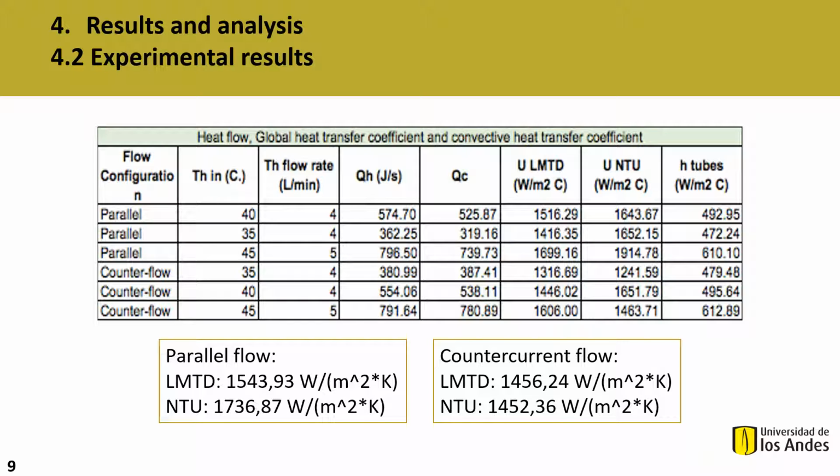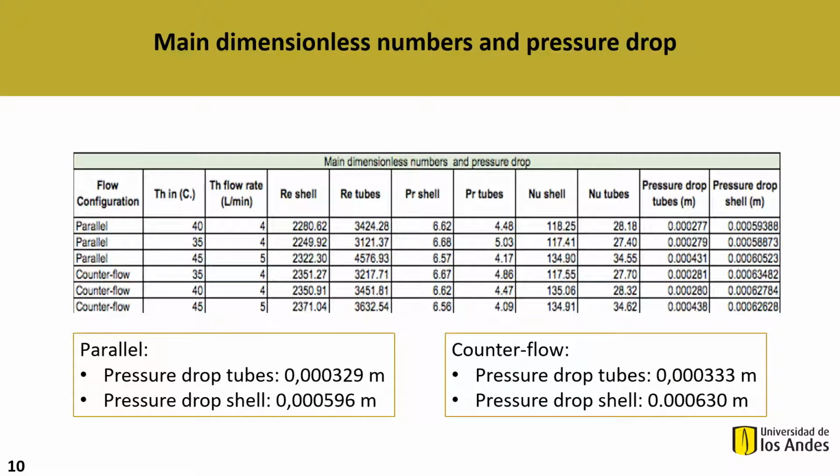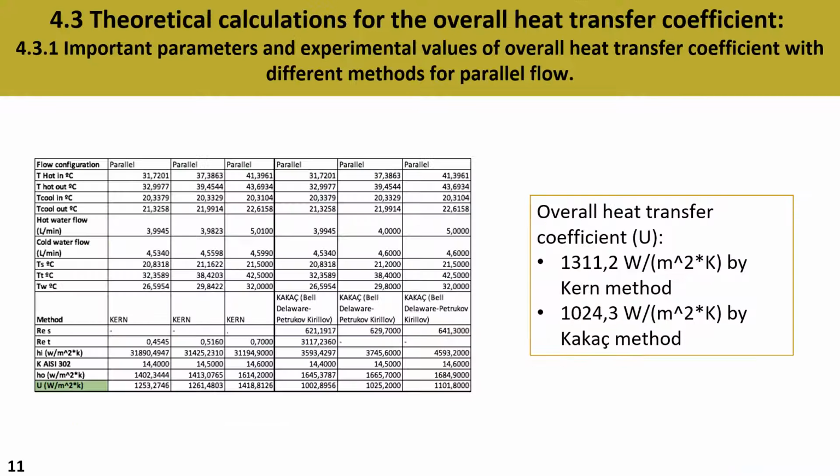Here, we can see the results found after doing the calculations. As it can be seen in this table of experimental results of the overall heat transfer coefficient, there is not much difference between values in both methods for the countercurrent flow, as it was expected, but not for the parallel flow. Pressure drops are almost the same in both flows for the tubes, but not for the shell, which is bigger for the countercurrent flow.